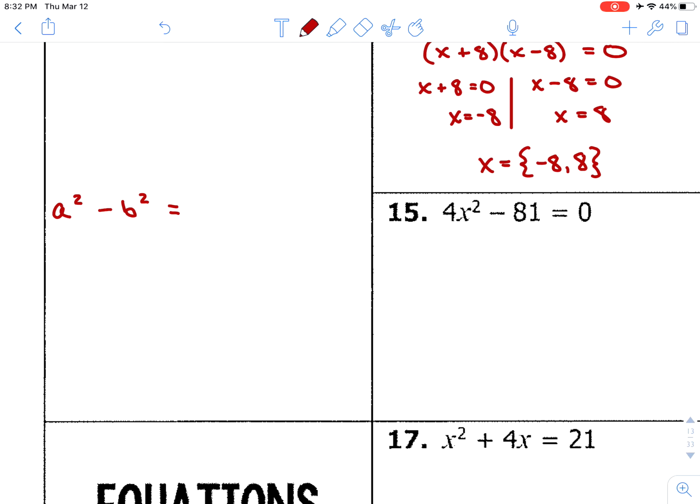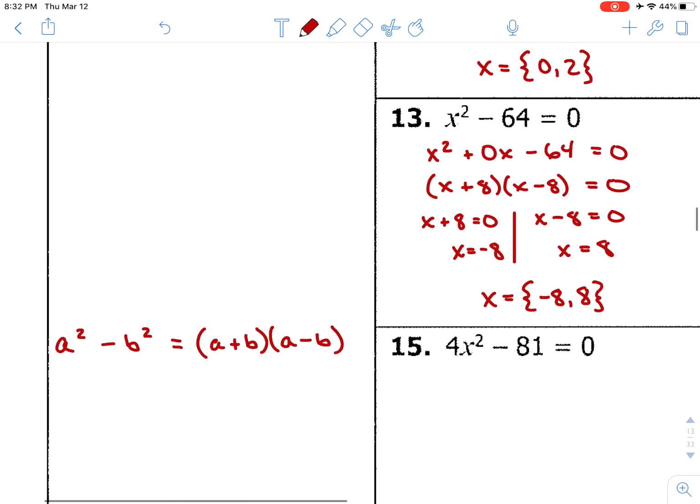So a squared minus b squared, this is what we call a difference of squares. This factors to a plus b times a minus b. So let me come up here just for a minute. I had x squared minus 64 equal to 0. In this case, I could write x squared as x being squared. It's kind of trivial. But if you ask yourself what number squared gives you 64, it's 8 squared.